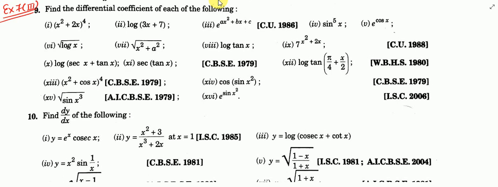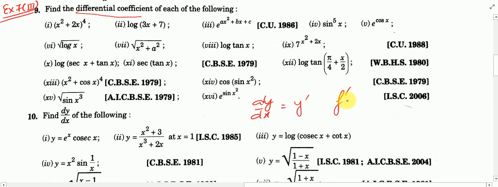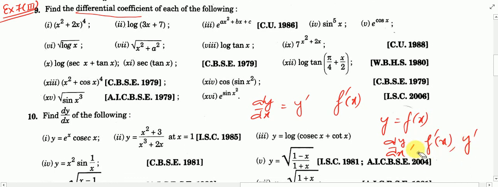Now let us come to exercise 7.3. Here I am going to see question number 9. Find the differential coefficient. When they say differential coefficient, that means they want you to find this dy upon dx. Last year I had also told you that dy upon dx is also written as y dash, or sometimes y1, so don't be confused with that. Let's say y is equal to f(x), then dy upon dx or f dash x or y dash, same thing, all equal, and this is called differential coefficient dy upon dx.